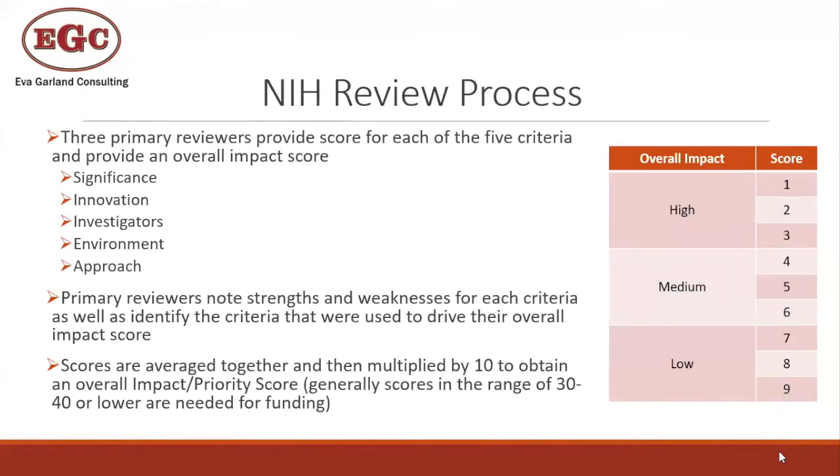The NIH review process assigns 3 primary reviewers to your application, who provide a score for each of the 5 criteria, as well as an overall impact score. Primary reviewers note the strengths and weaknesses for each criteria, as well as identify the criteria that were used to drive their score. Scores are averaged together and then multiplied by 10 to obtain an overall impact score.